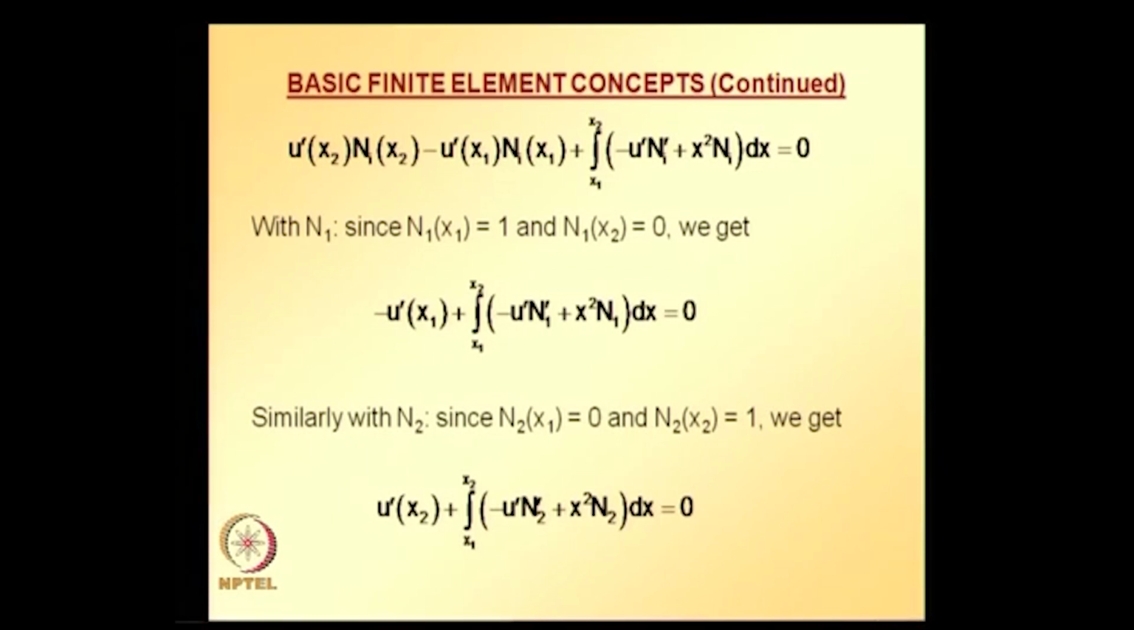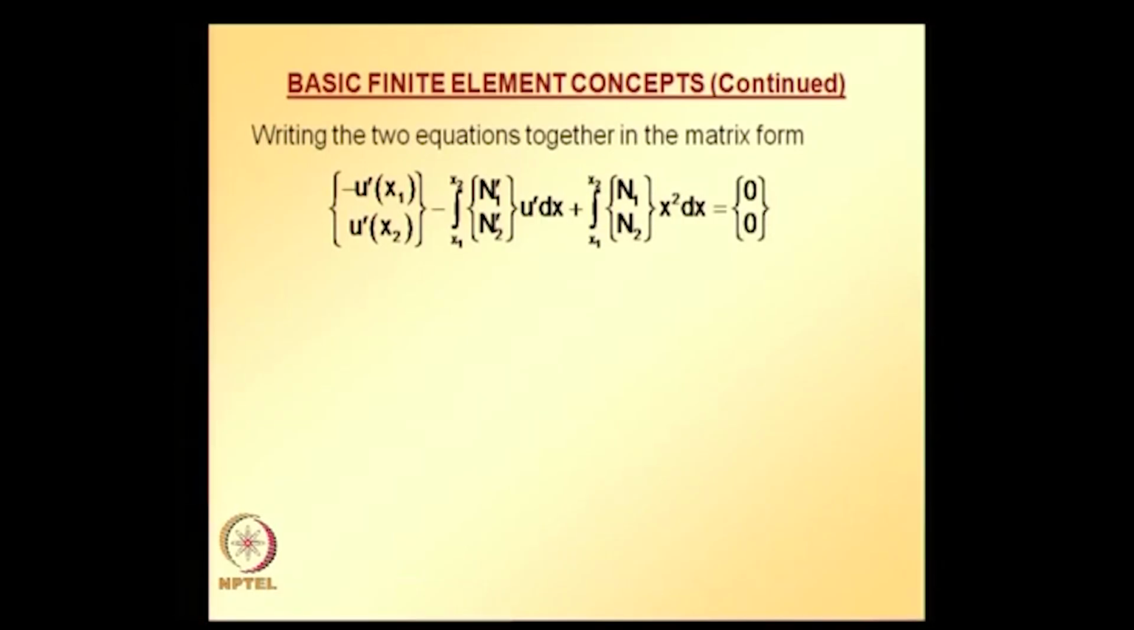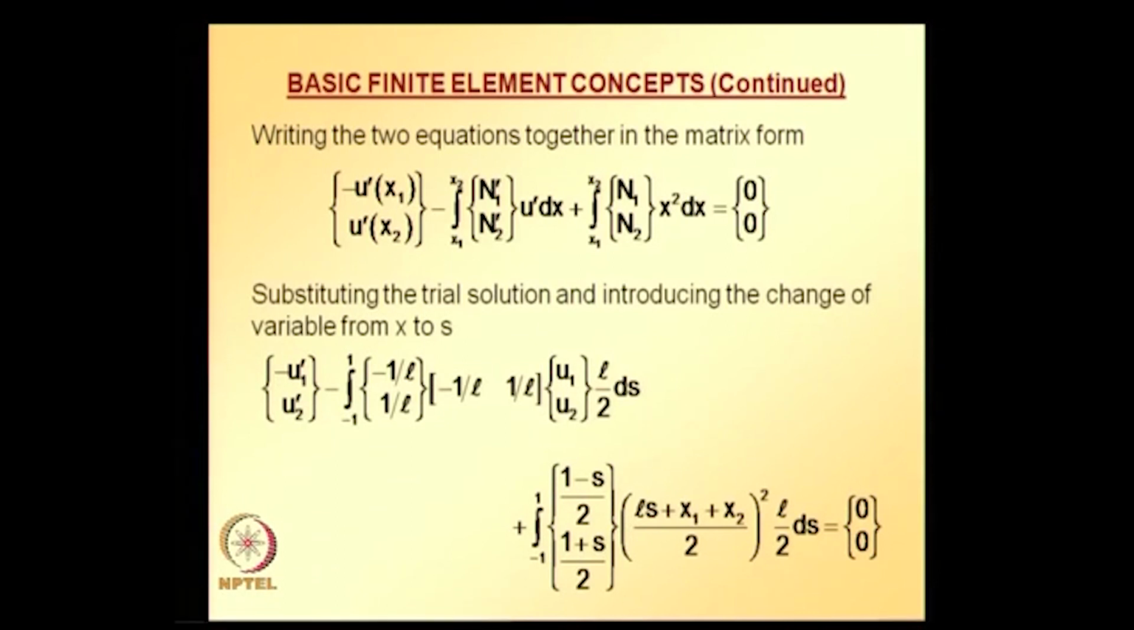Here u prime is nothing but the derivative of u with respect to x, and these two equations can be written in a matrix form in this manner. Plugging in the values of n1 and n2 and changing the limits of integration x1 to x2 to -1 to 1 in the s coordinate system, dx is replaced with L over 2 ds and x is replaced with the corresponding values of s. Doing all this, we get this equation system, which we need to simplify further.